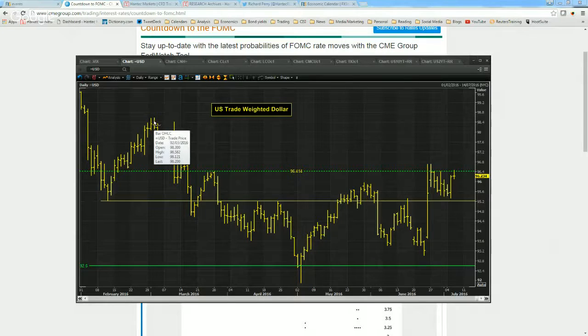You could certainly point towards the next resistance of the February high at the 98.50 area, 98.60. So yeah, interesting that we're seeing the dollar strength on that.